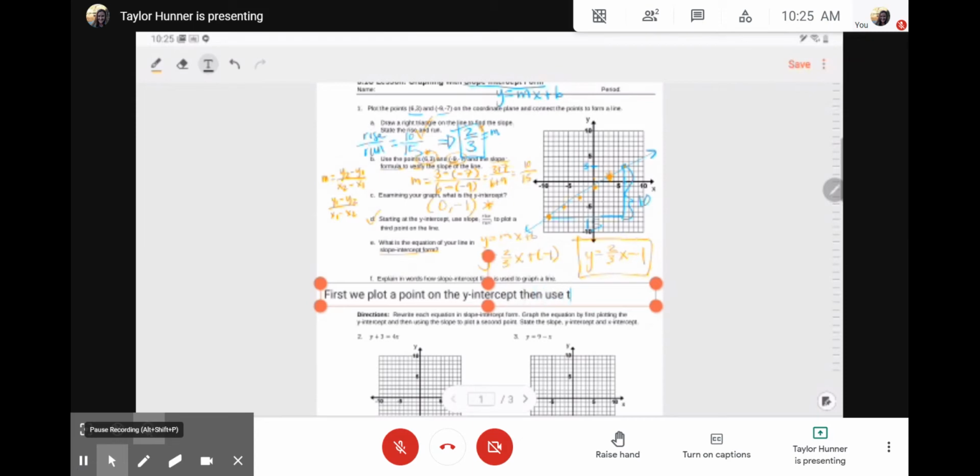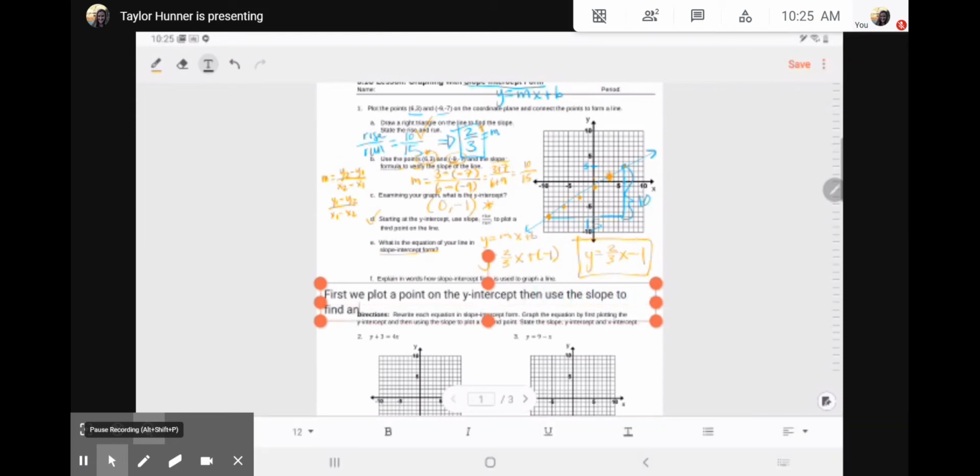Then use the slope to find another point on the line. Okay, so we always start with either the given point or the y-intercept, and then we have to use that rise over run. And what's really important is that we use the rise to actually go up and down and not side to side first.